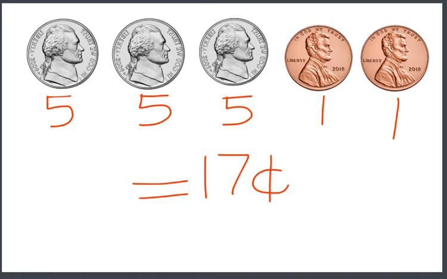And remember, if a nickel is worth 5 cents, you can count by fives. I wrote a 5 underneath each nickel. 5, 10, 15. And I'm just adding a penny, and one more penny. So 5, 10, 15, 16, 17. I have 17 cents displayed. This is a coin combination. It is a combination of coins.